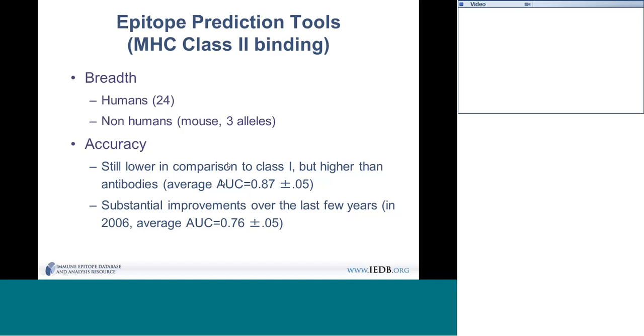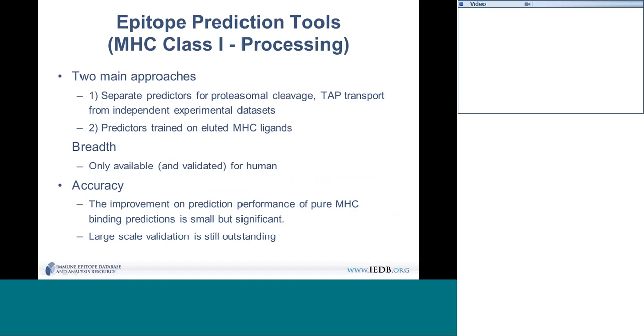The accuracy is lower in comparison to class 1, but definitely higher than antibodies. And there have been substantial improvements in this area in the past few years. So we think now that in terms of the ability to predict peptide binding to MHC class 2, that seems to be working quite well. There are some problems in using that to predict epitopes, and Tina's going to talk about that. So then there's the processing prediction tools, and I'll talk about that later actually.